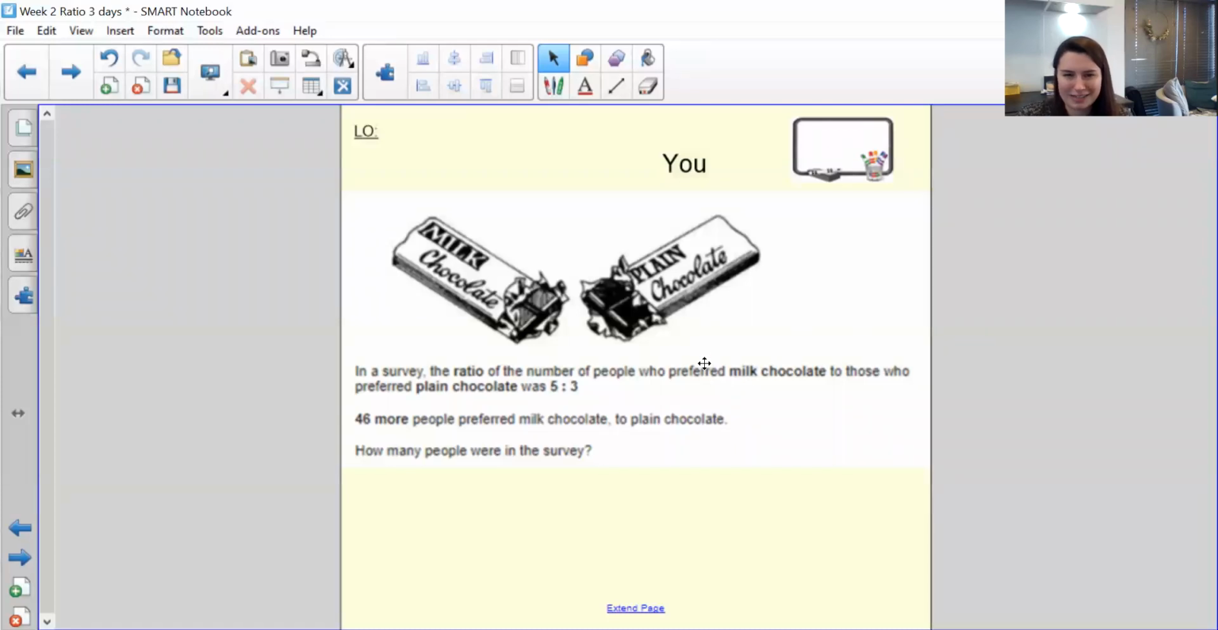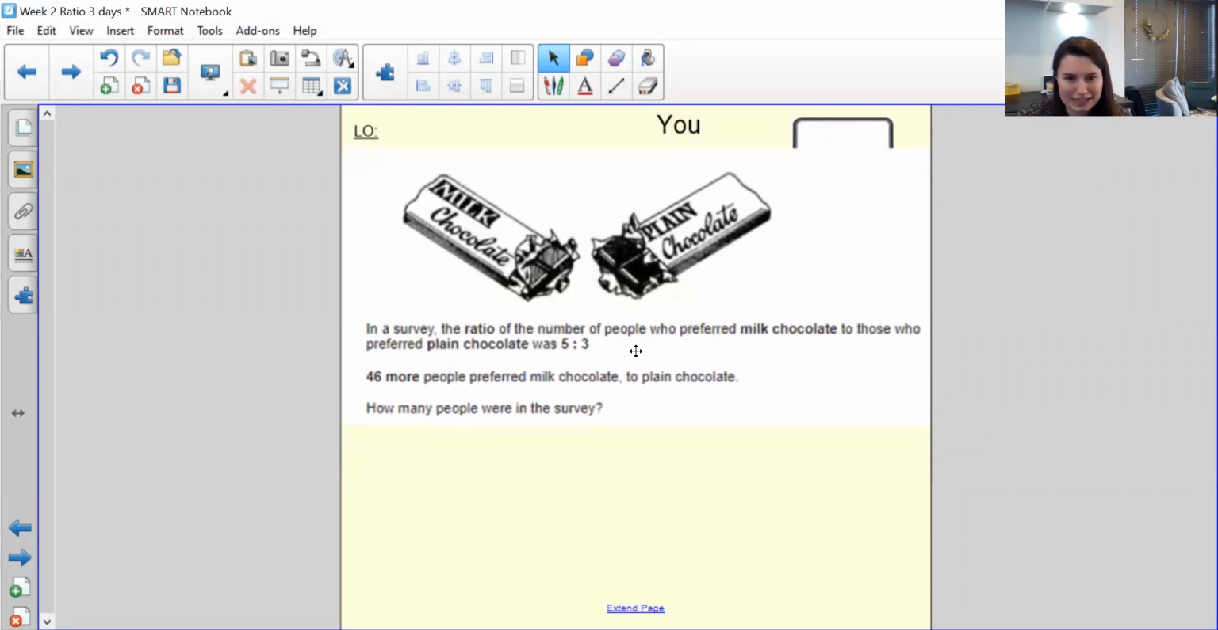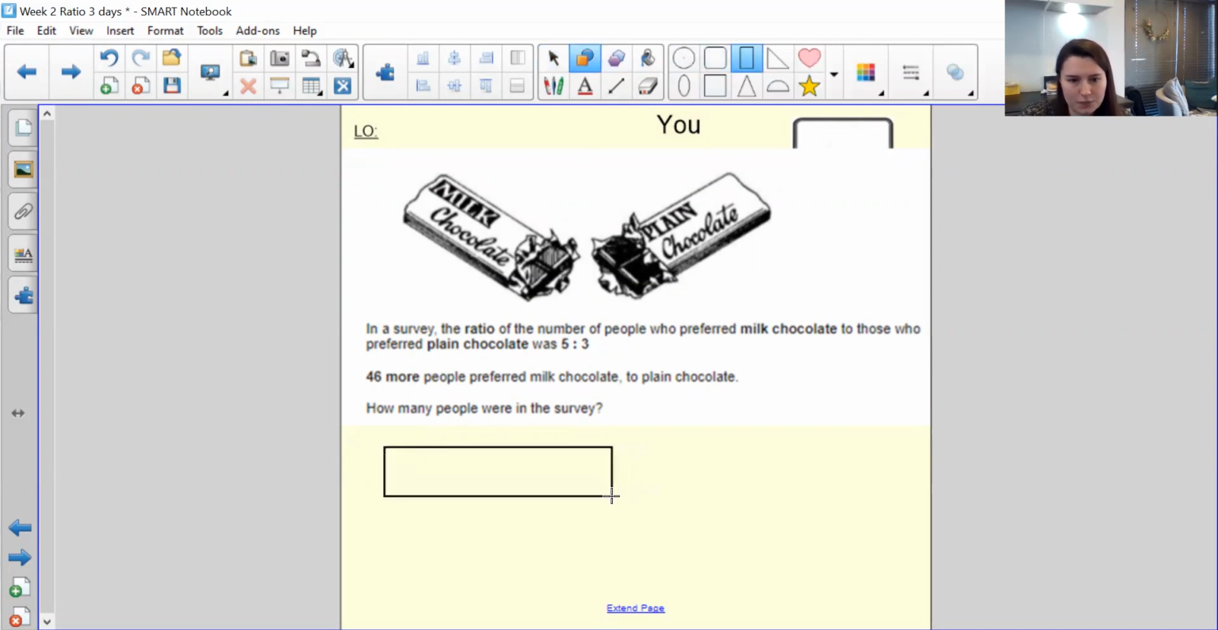Okay, I hope you've had a chance to have a go at this. This was quite a tricky question in the sense that it's this element of 46 more people. Let me show you how you can do this. So first of all, let me get my bar method drawn. So there are 5 people, and I'll show you why I'm doing these separately in a minute. 5 parts that were for milk chocolate, and then let me add on the 3 parts.